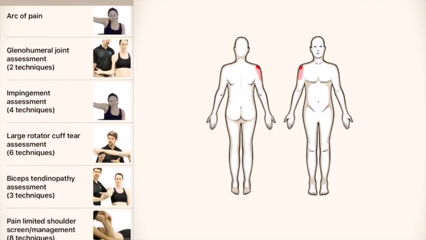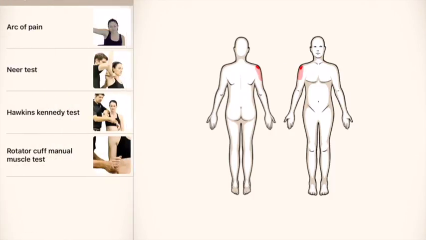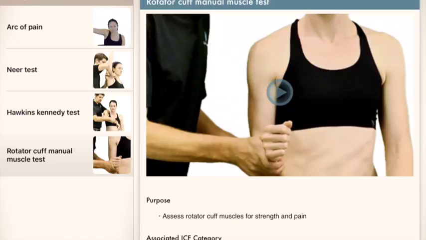And when you look at the key tests, most studies utilize the presence of an arc of pain, positive findings of at least one or more impingement tests, Neer's test, Hawkins-Kennedy's test, and then an assessment of the rotator cuff manual muscle test, or more so just an isometric resistance to assess the integrity of the tendon, right? The power production of the muscle.